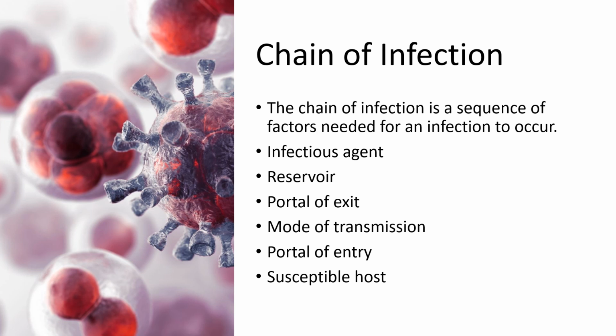The portal of entry is what is required for the individual to get an infection. This provides a place for the infectious agent to enter the individual to replicate or for its toxin to act. An example would be a break in the skin or a mucous membrane. The susceptible host. This is what is required for the infectious agent to attach and become the new reservoir for the infection.